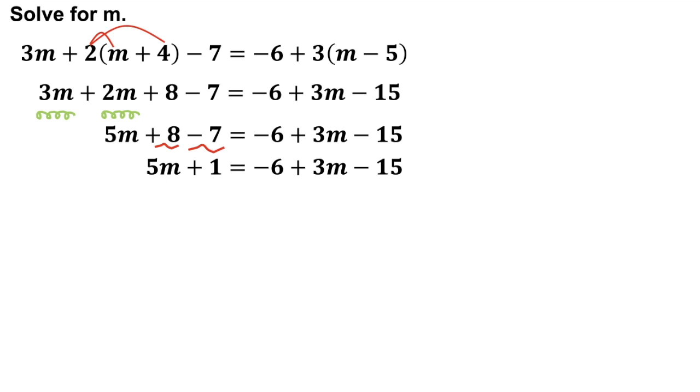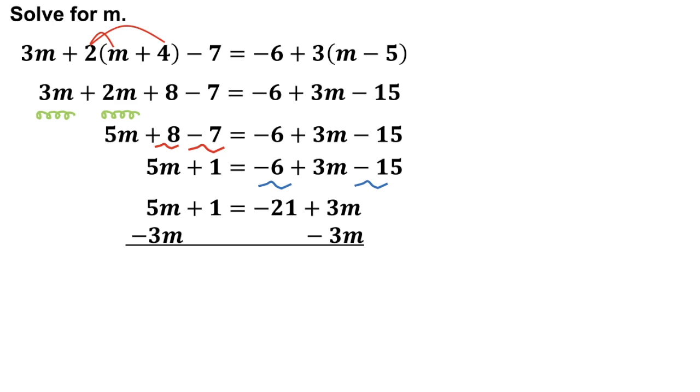Okay, now we've got m's on both sides. I still have a negative 6 over here and a negative 15 as well. Let's combine those real quick. Okay, we're getting closer, right? We're whittling this thing down. I need to get all of my m's on one side. I could move my 5m to the right, or I could move my 3m to the left. It doesn't matter. I'm going to move my 3m over.